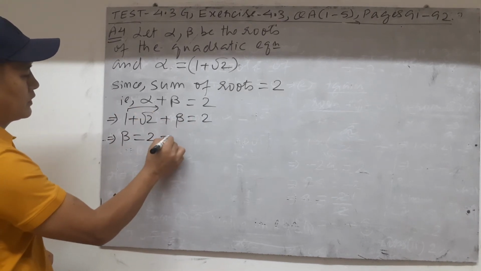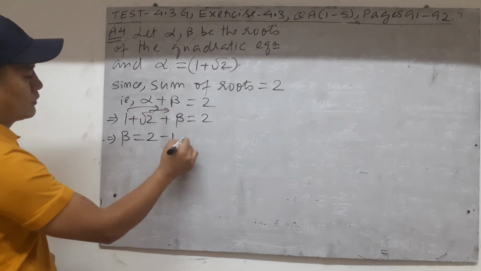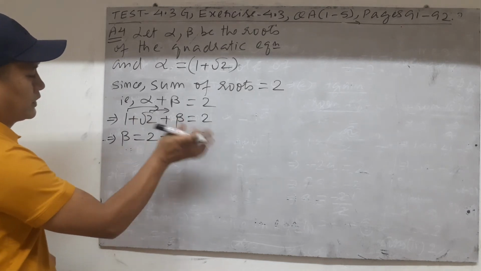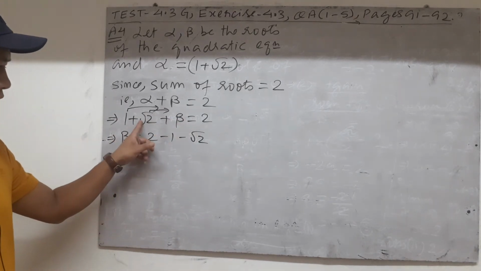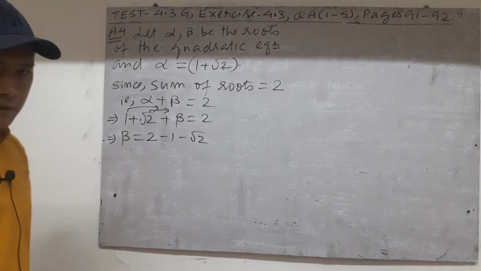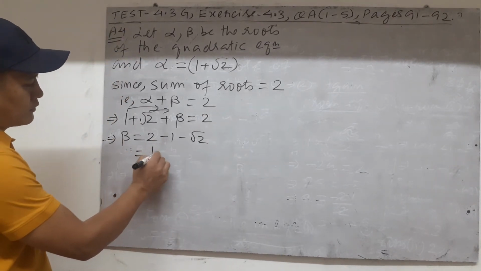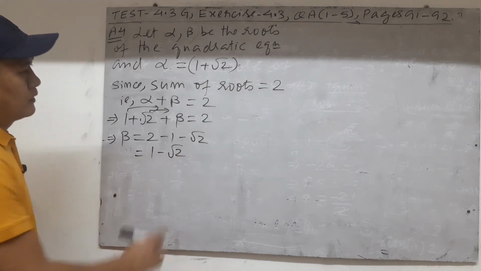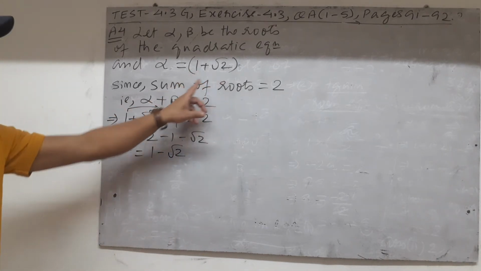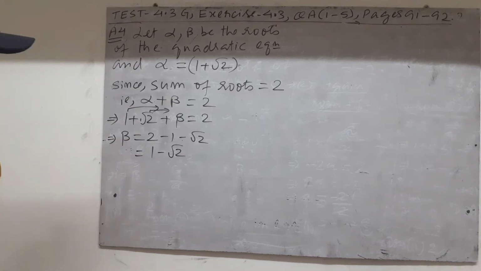Shift this one right side, become -1. Shift this one right side, become minus root 2. Plus will become minus. Plus 1 minus 1. Plus root 2 becomes minus root 2 as we shift it to the other side. So here 2 minus 1 is plus 1, and here minus root 2. So one root is 1 plus root 2. Beta, the second root, is 1 minus root 2.